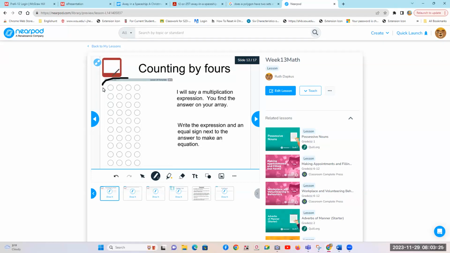So remember how we counted by fours yesterday? So you'll continue to do that and practice your times fours. Okay, and if you go through this, make sure you have this in your learning log too.